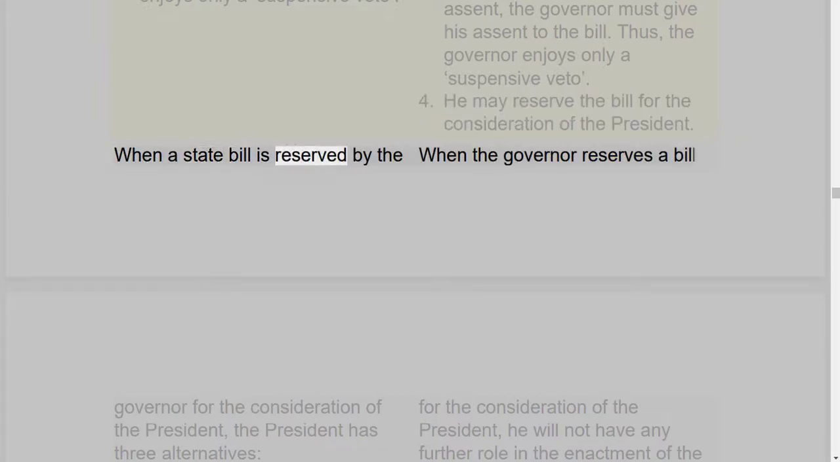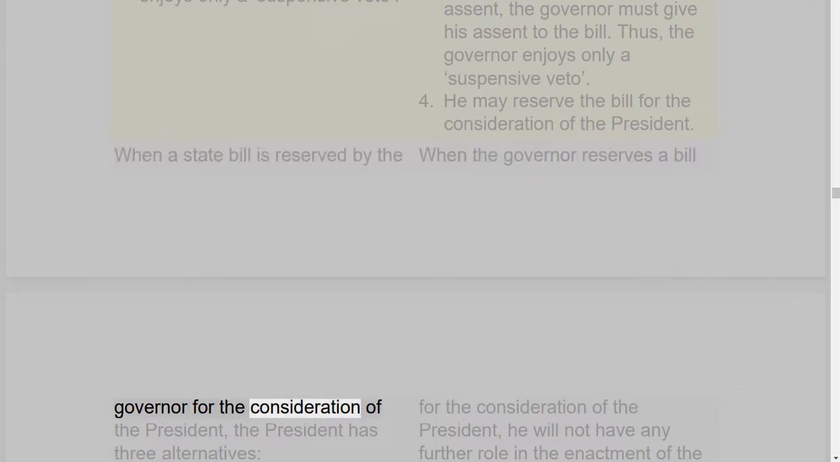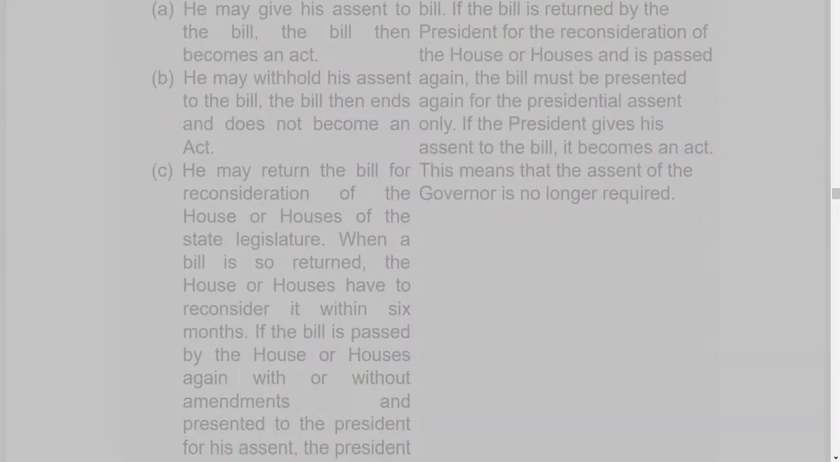When the Governor reserves a bill for the consideration of the President, the President has three alternatives. A. He may give his assent to the bill, then it becomes an act. B. He may withhold his assent to the bill, then it ends and does not become an act. C. He may return the bill for reconsideration of the House or Houses of the state legislature. When a bill is so returned, the House or Houses have to reconsider it within 6 months.